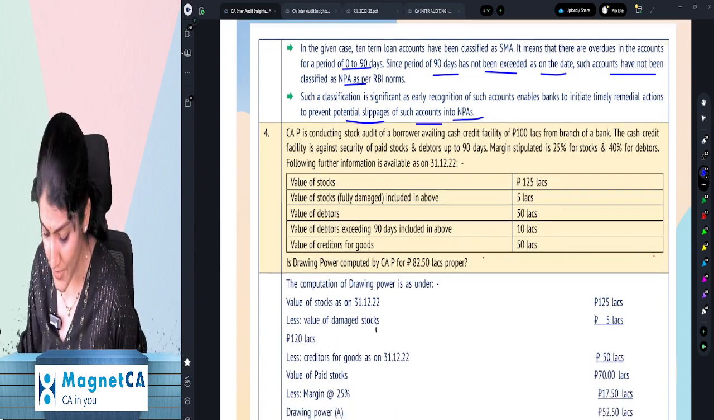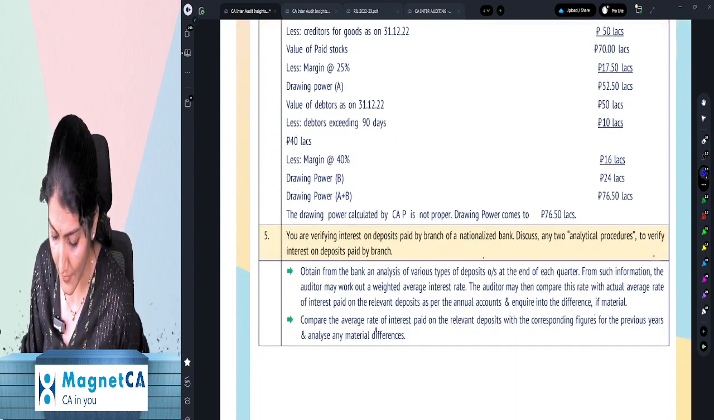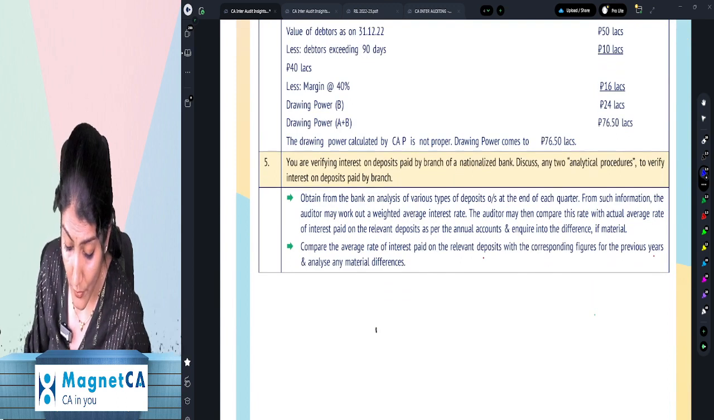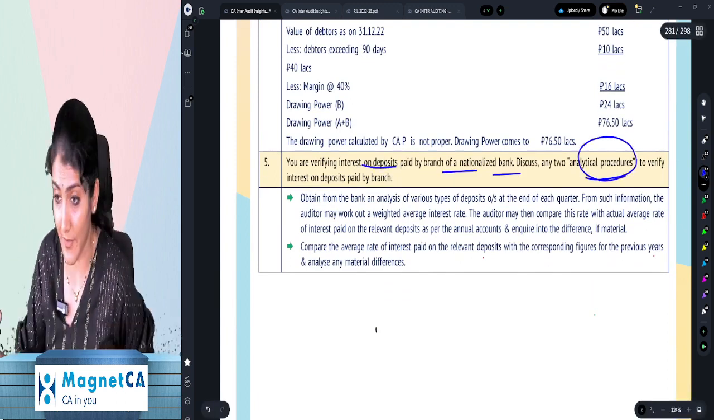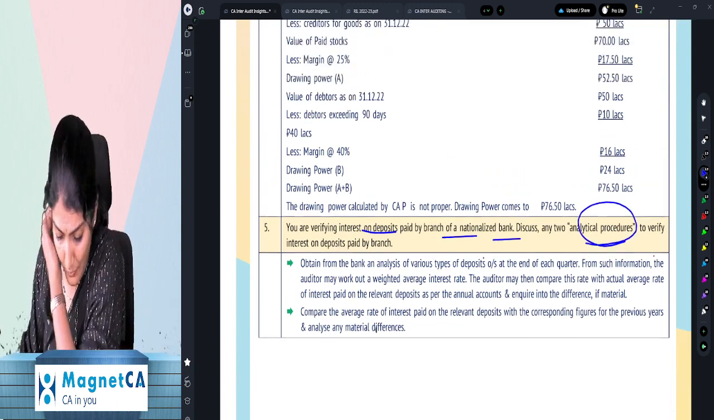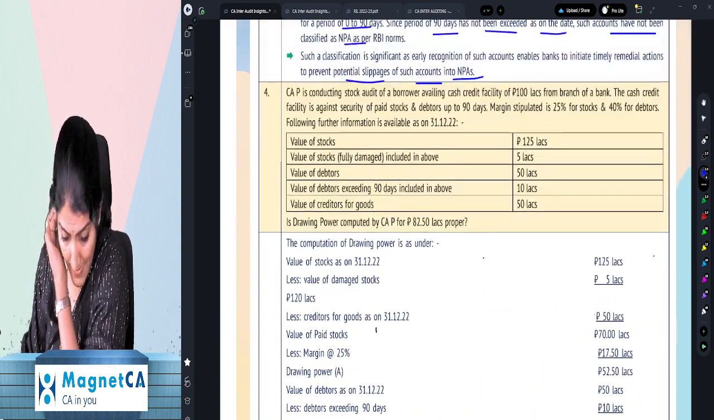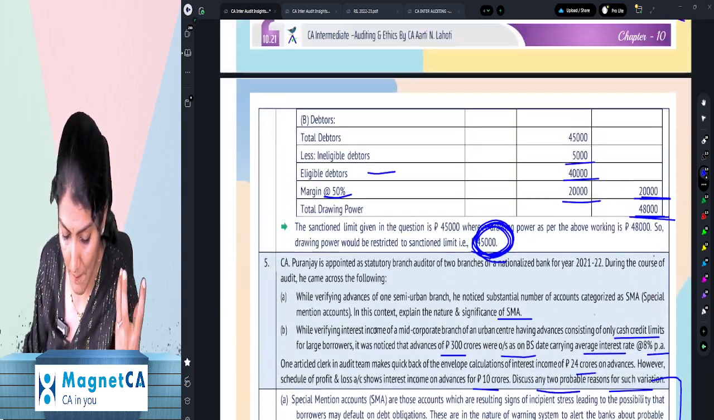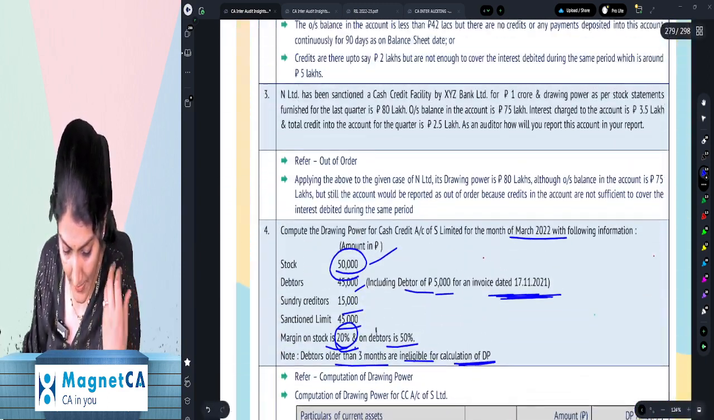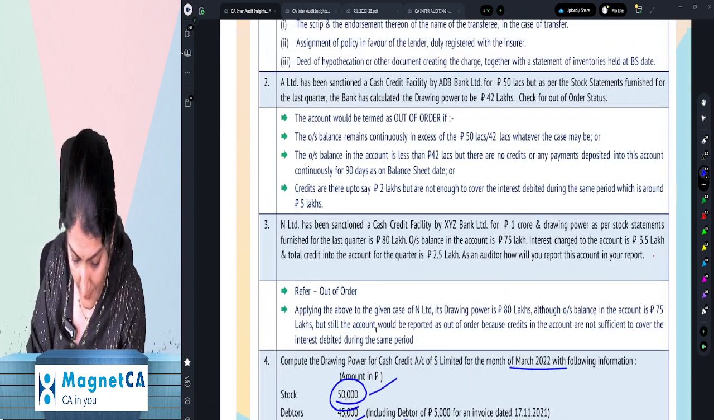Then one more question again regarding the computation of the drawing power. Then you want to verify the interest on deposits paid by the branch. Discuss any two analytical procedures. So we have to talk about the audit of the interest expense of the bank. And then there is a question regarding out of order.